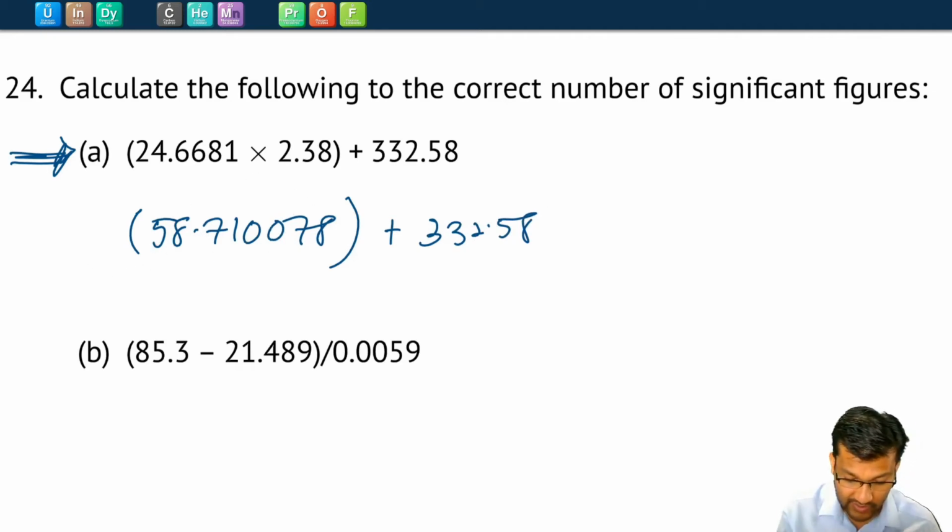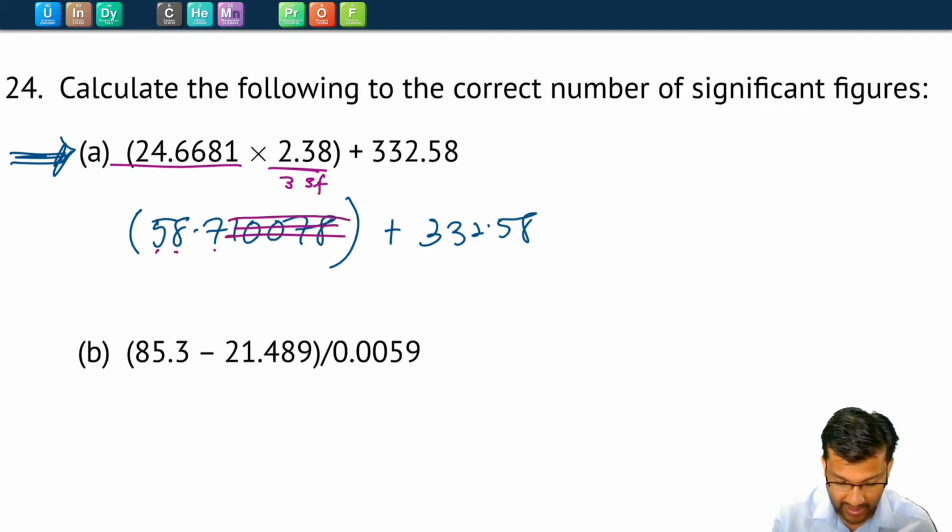Now, because we just multiplied, we need to count the significant figures. This has 3. This has more than 3. So our answer should have 3 because we multiplied and we count the number of significant digits. So 1, 2, 3. We can ignore all of these. We round, but the digit here is less than 5, so we keep the 7. So this is what our answer in parentheses should look like.